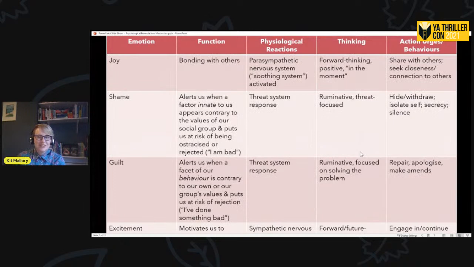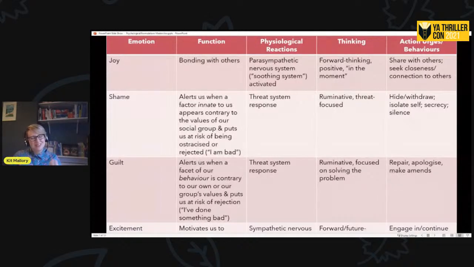Joy is a really interesting one. It does have a function. The function is bonding with other people. It activates our parasympathetic nervous system, our soothing system. It shapes our thinking. We become more forward thinking, more positive, more in the moment. In terms of its evolutionary function, it's about encouraging us to share things with others, to seek closeness and connection with other people. So yeah, a really interesting one.